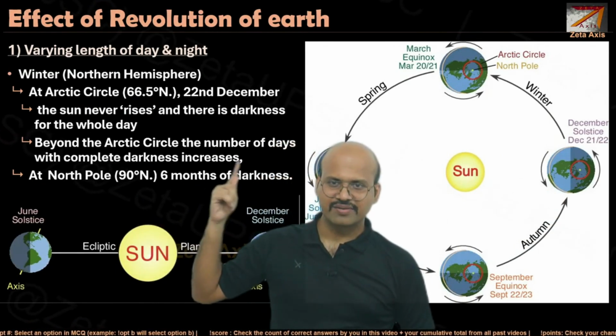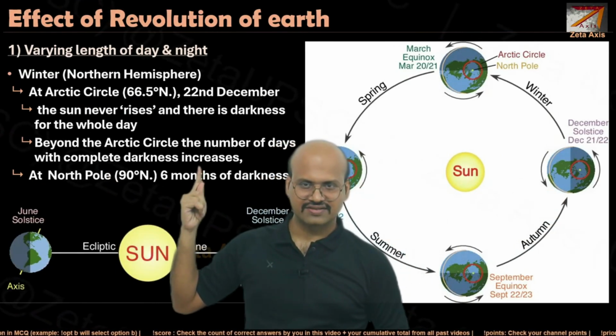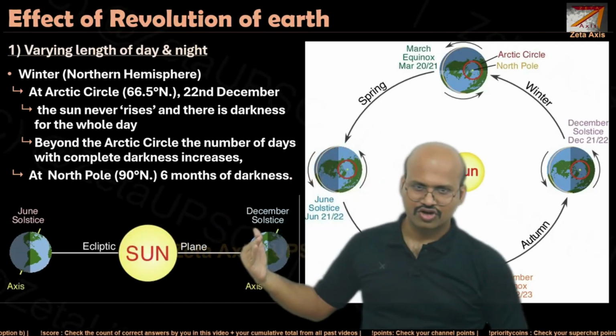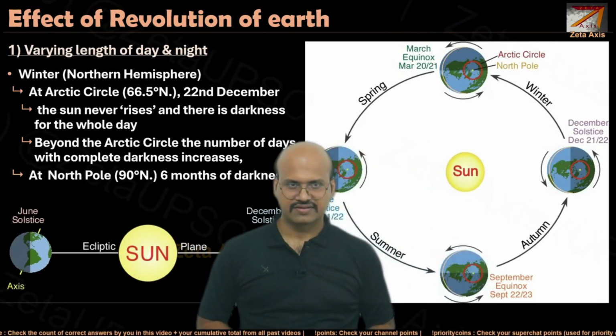Beyond the Arctic Circle, the number of days with complete darkness increases. At the North Pole, 6 months of darkness. And we can see why, because our North Pole is facing away from the sun.